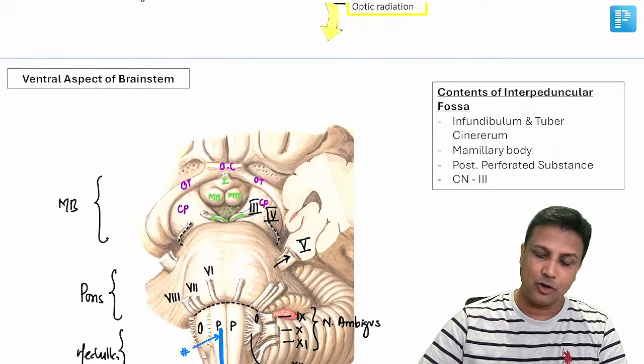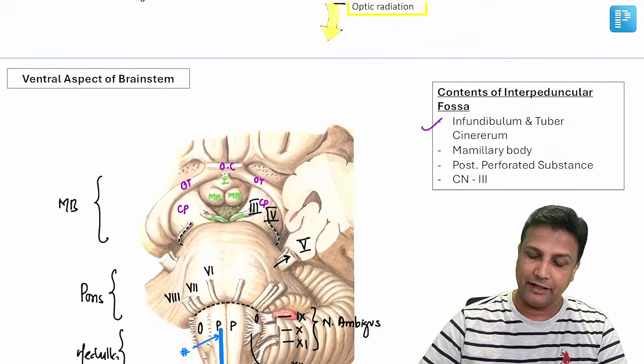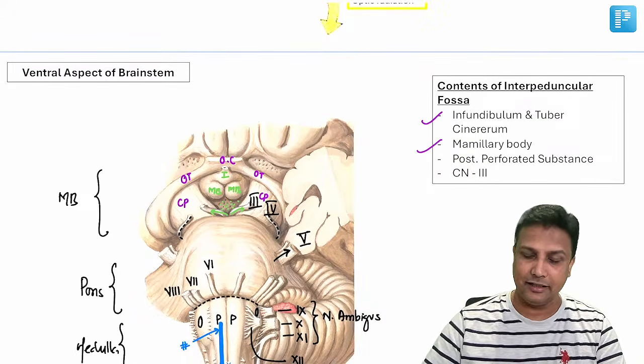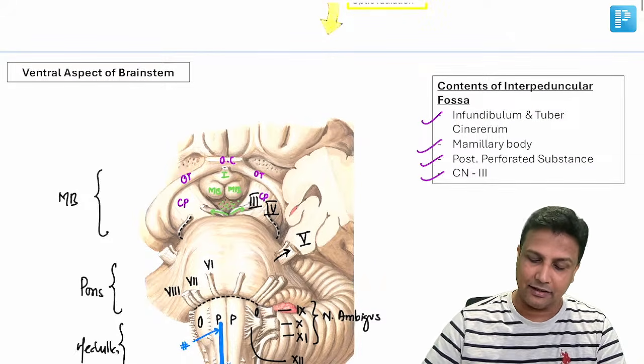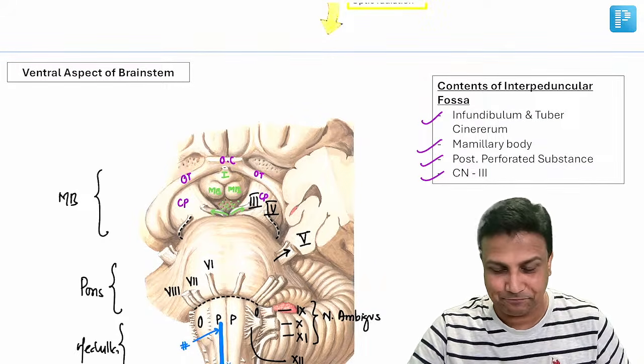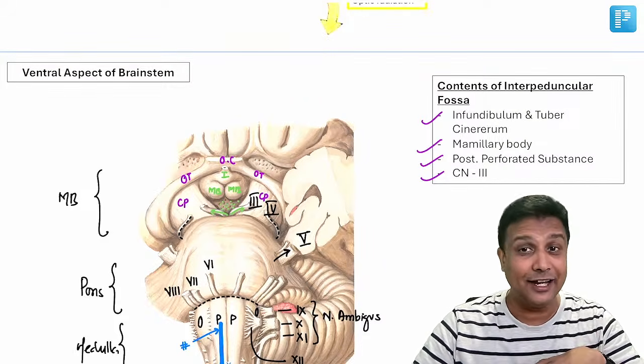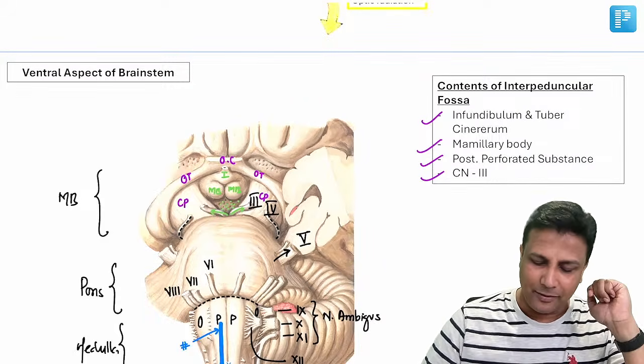What will be the contents of the interpeduncular fossa? Infundibulum along with the tuber cinereum, the mammillary bodies, and then the posterior perforated substance, and then the cranial nerve number 3. Now, one more question that has been asked in the INI-CET exam. Let's see. Common sense, my dear friend.